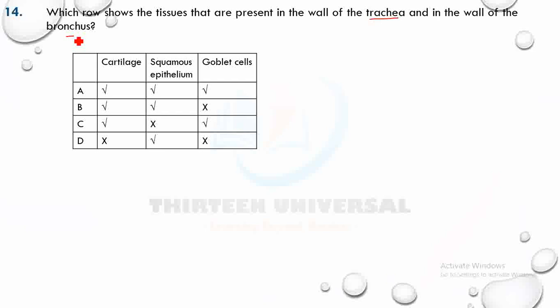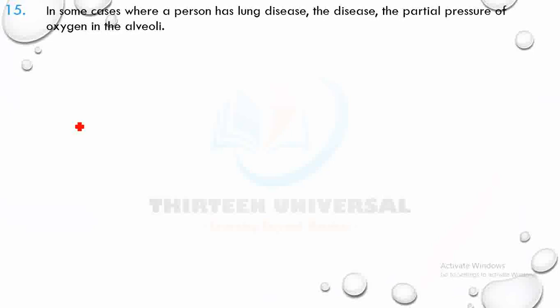Of course, thick means present. This means not present. Okay, cartilage is there, sure. So these three: squamous epithelium, no. They have epithelium, but not squamous. Okay, cuboidal and columnar. Goblet cells, yes. So that's C. Squamous is for alveoli.